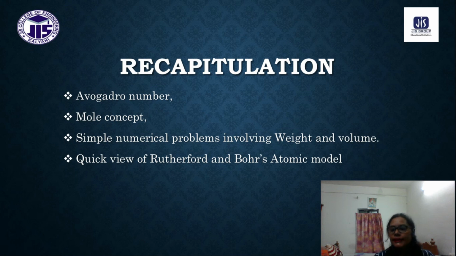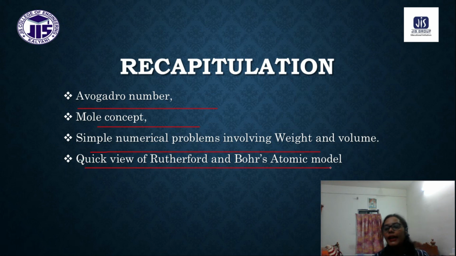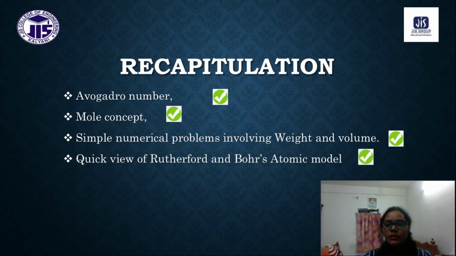Now this is the recapitulation of whatever we have discussed today: the Avogadro number, the mole concept, and some simple numerical problems and how to solve them. And we quickly reviewed the Rutherford atomic model, the Bohr's atomic model, and the drawbacks of those atomic models. Okay, so all these are checked.